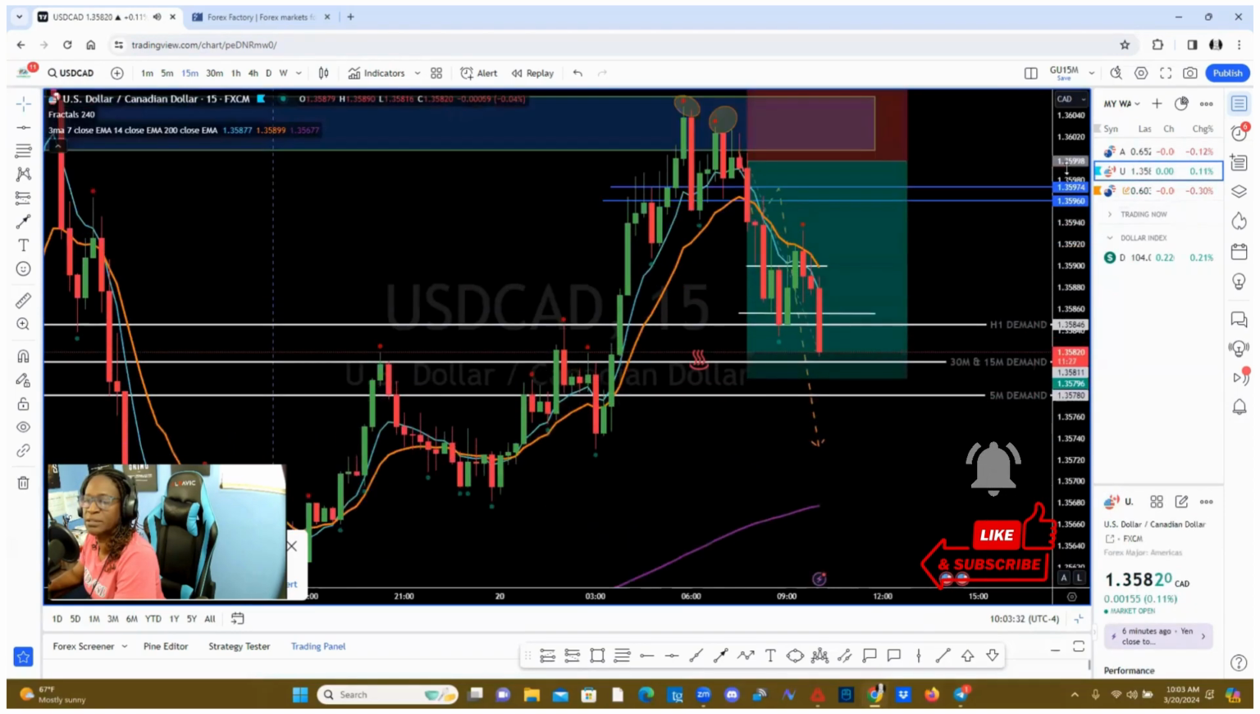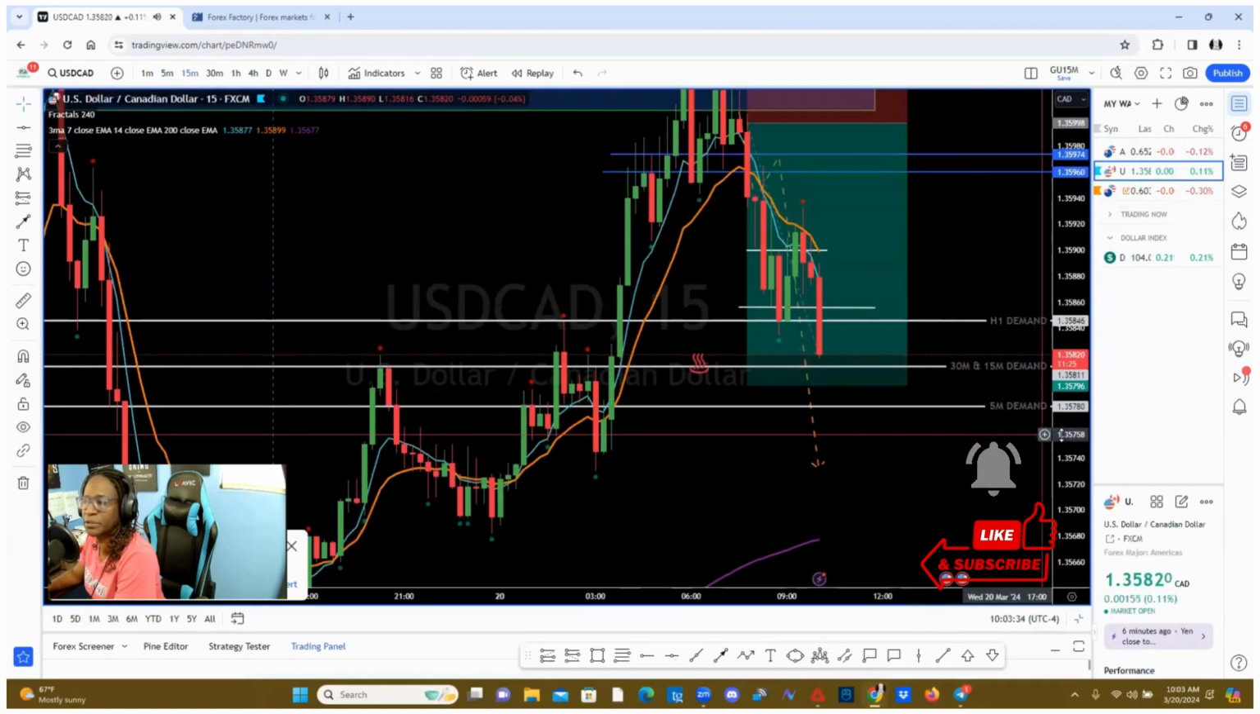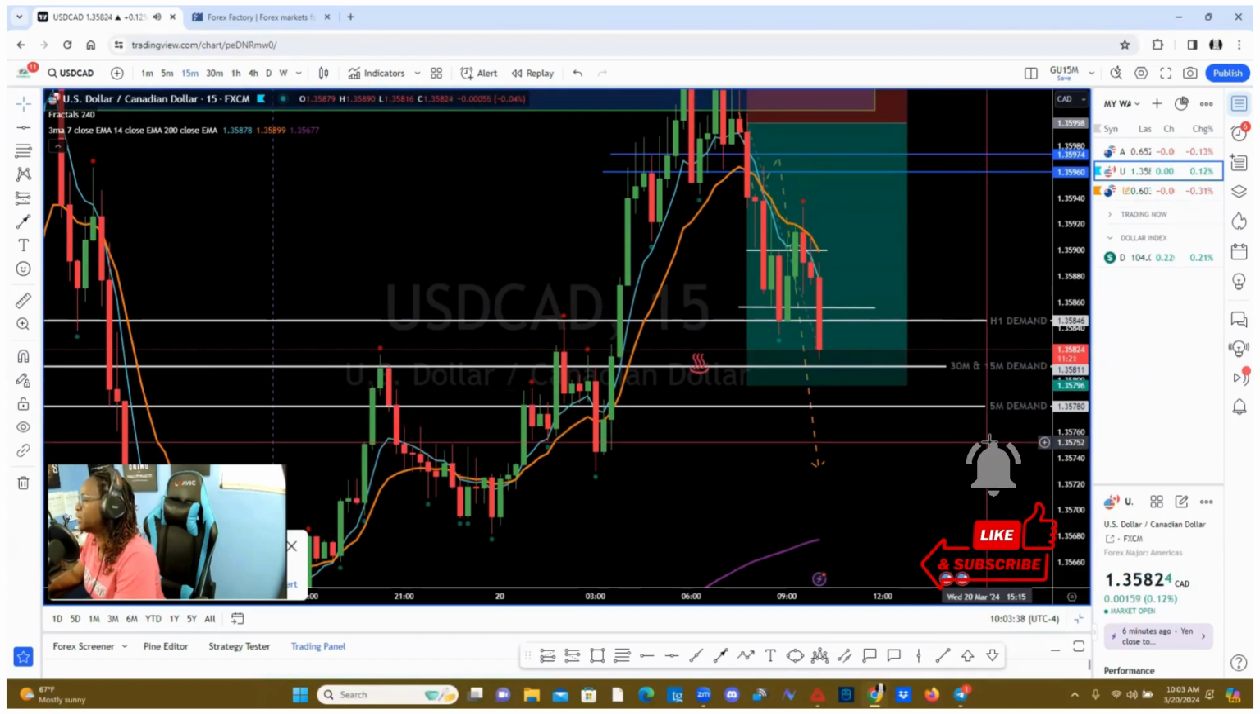All right. CAD just almost tapped the 30 minute. Now we're up 17 pips on this trade. 10 pip risk. Let's see, we've got 11 minutes in this candle. What do we want to do? Okay, this is my take.